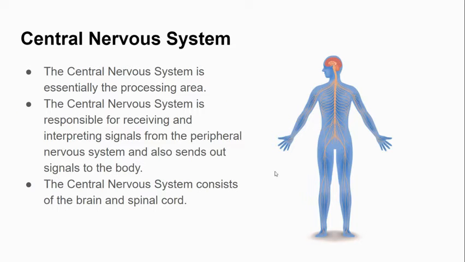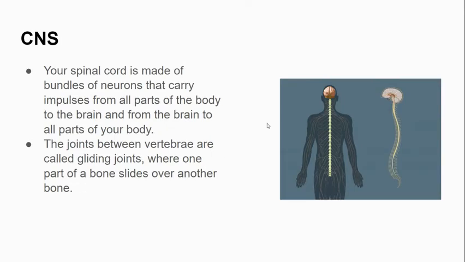The central nervous system is essentially the processing area. It is responsible for receiving and interpreting the signals from the peripheral nervous system. So if you want to raise your arm, this arm would send it all the way up, saying I want to raise. Then it would go into the central nervous system, and the central nervous system consists of the brain and the spinal cord.